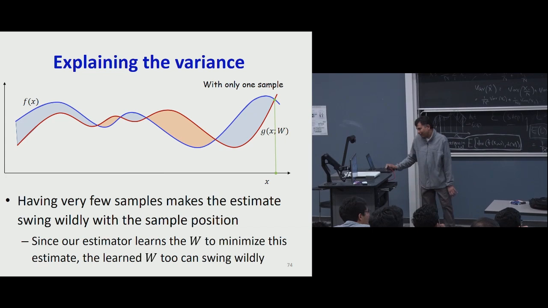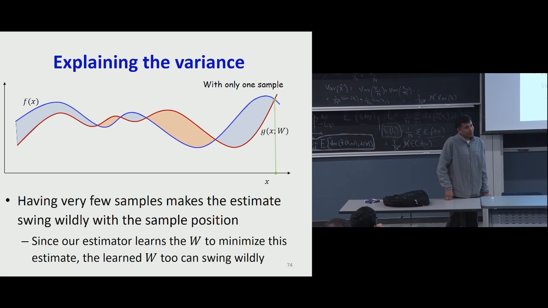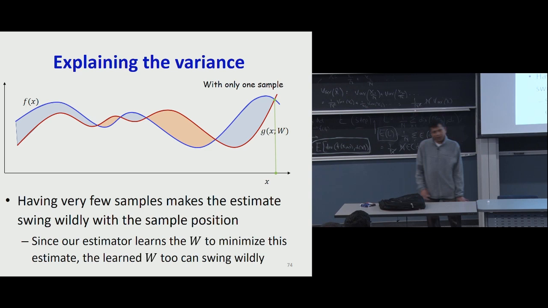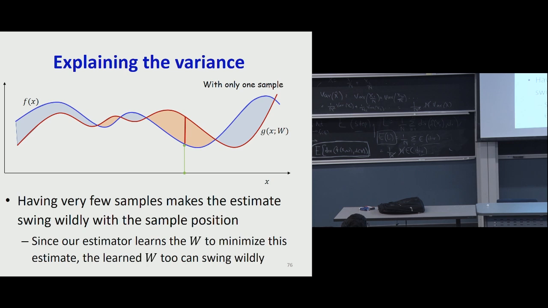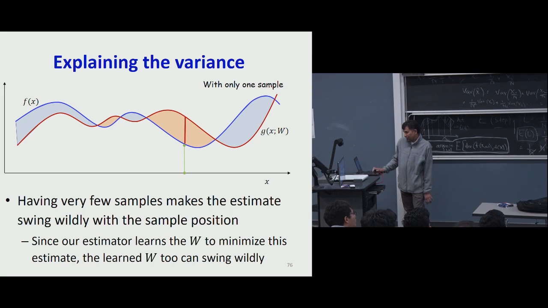Suppose I have only one sample. This is what happens with SGD. If my one sample happens to be at that one point, it's going to tell me everything is fine, the world is fine, don't bother. On the other hand, if my sample happens to fall here, it's going to tell me the value of the function must really increase. If it happens to fall here, it's going to tell me the value of the function must increase a lot. Here, it's going to tell me the value of the function must decrease a lot.